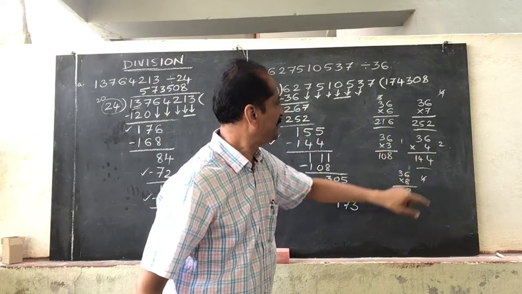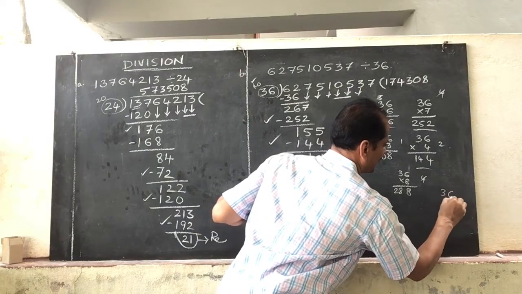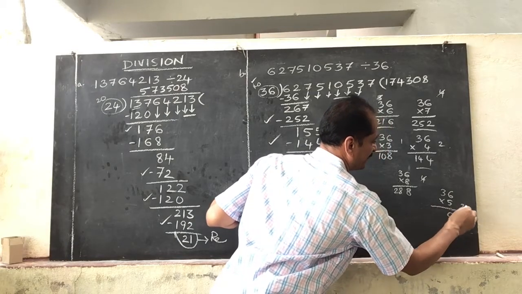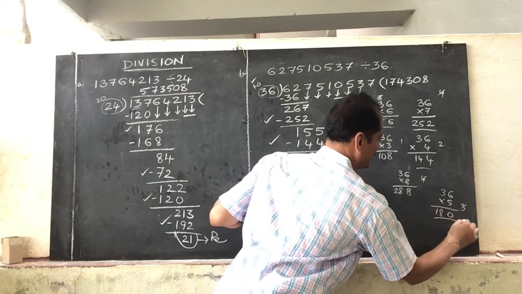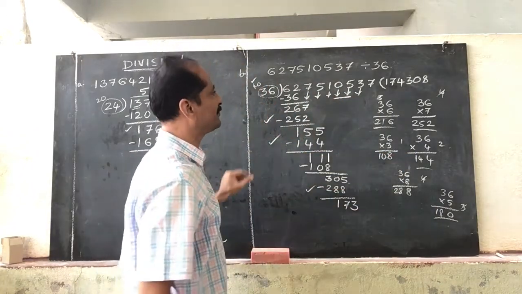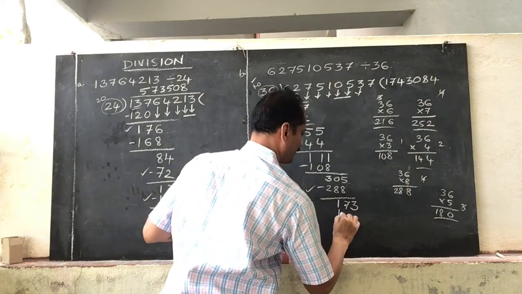144 is 4 times. Then check for 5 times. 36 fives: 5 sixes are 30, 5 threes are 15 plus 3 is 18, so 180. 180 is not there. 5 times it will not go. So only 4 times you can take. So 36 fours are 144.